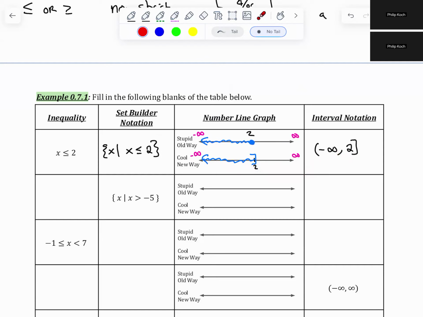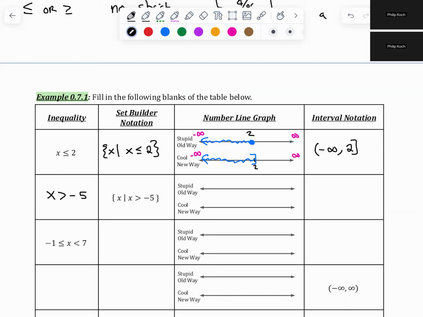There's no reason to do the solid dot and the open circle. The only argument I could think of is to talk about open circles in 2 dimensions, which we'll get to soon enough, but it's a dumb argument. So, set builder notation for the second row. We're only given the set builder notation. It says the set of all x such that x is greater than -5. So the inequality is x is greater than -5.